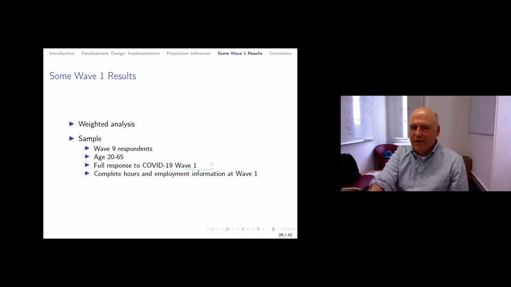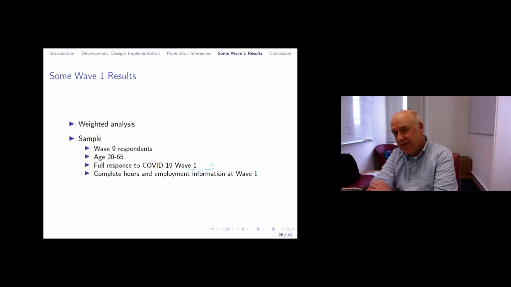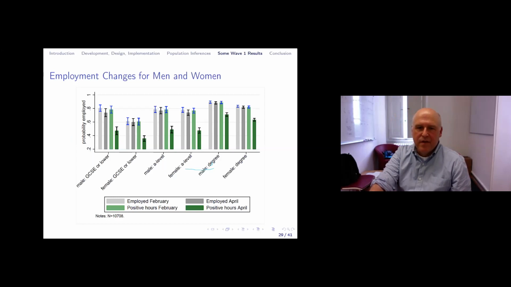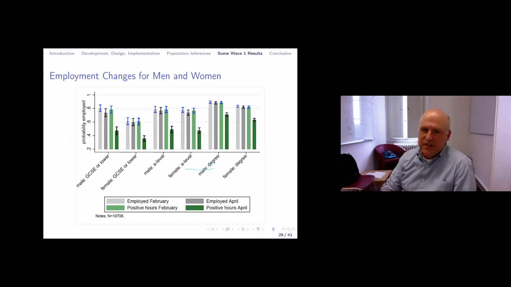And we're looking at the subset of people who had a full response to the wave 1 survey. There are a few partial respondents. That's not really a big deal. And we're also looking at the set of people, just to keep things consistent across tables and columns of tables, that have complete hours and employment information at wave 1. Again, there's not very much item non-response, so that's not a very big deal. So here, for example, it's just a picture of employment changes for men and women.